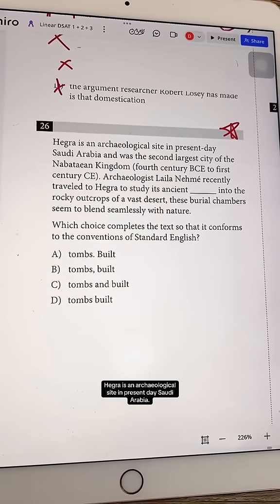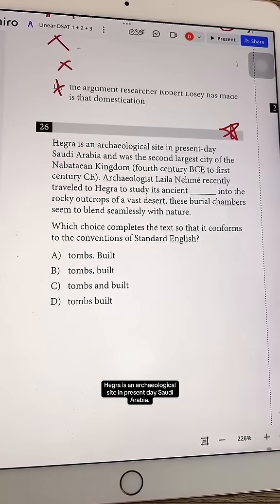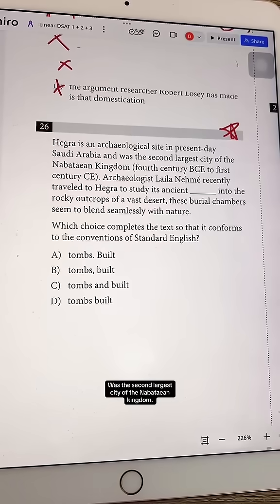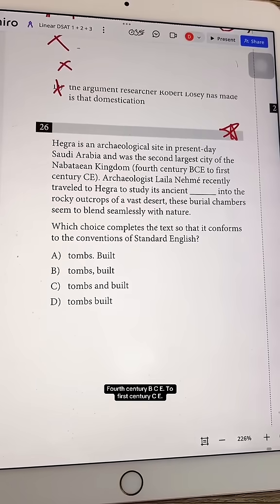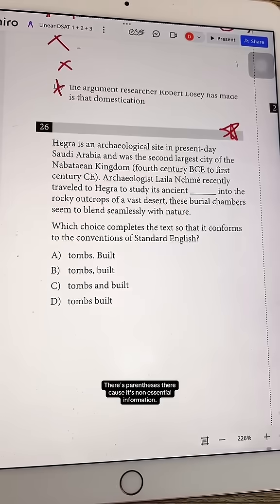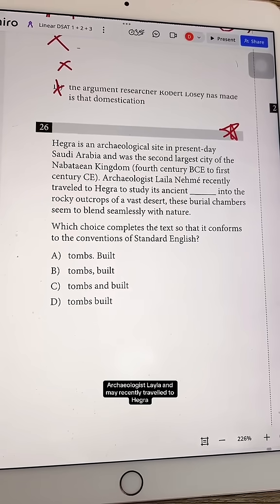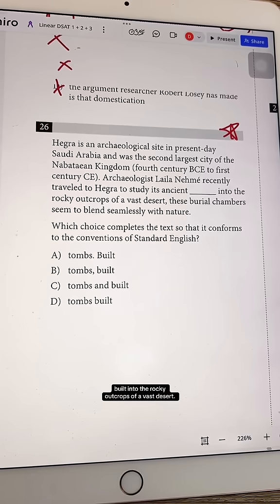Hegra is an archaeological site in present-day Saudi Arabia. It was the second largest city of the Nabatean Kingdom (4th century BCE to 1st century CE). There's parentheses there because it's non-essential information. Archaeologist Layla Nameh recently traveled to Hegra to study its ancient tombs built into the rocky outcrops of a vast desert. These burial chambers seem to blend seamlessly with nature.